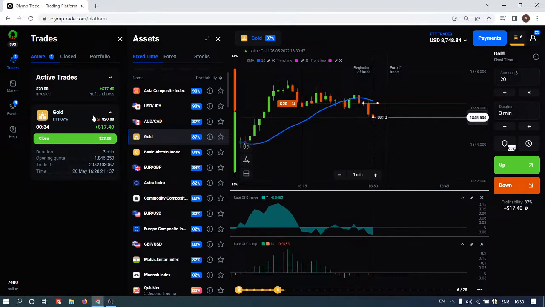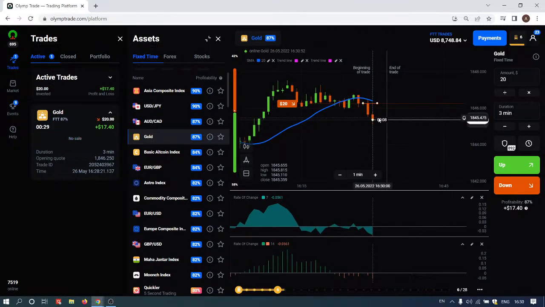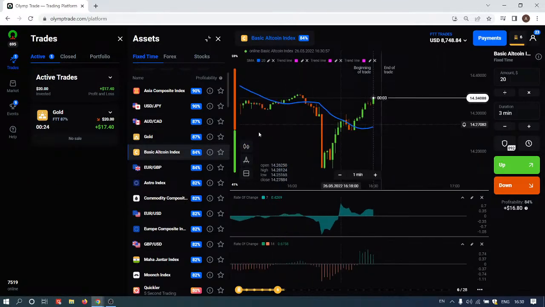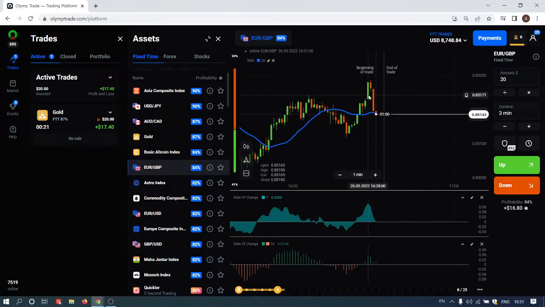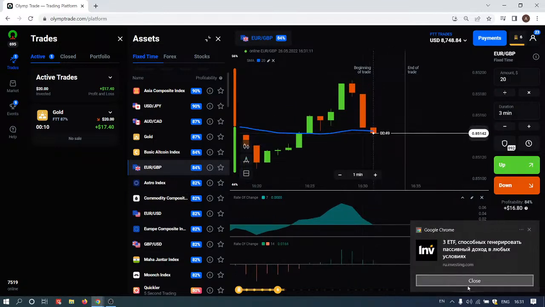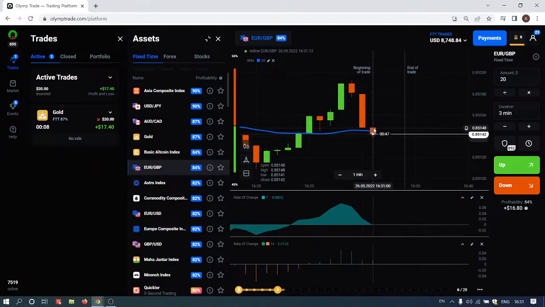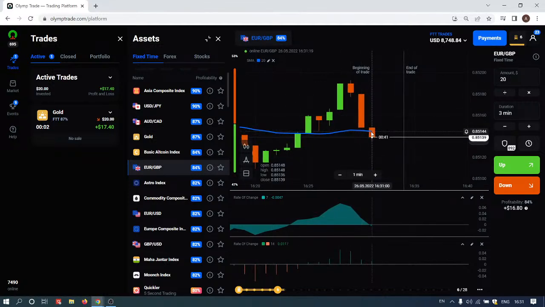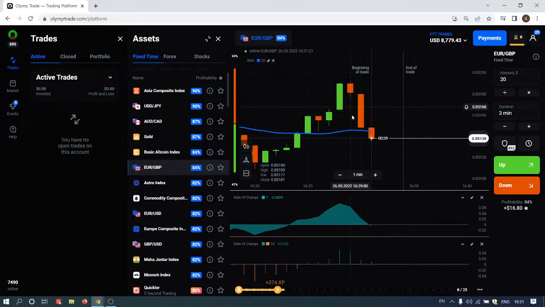We have 35 seconds to go on this trade. I'm really looking at the Euro GBP, and I'm thinking whether it's going to hold or whether it's going to give in to the pressure from the sellers, and the price will basically close under.